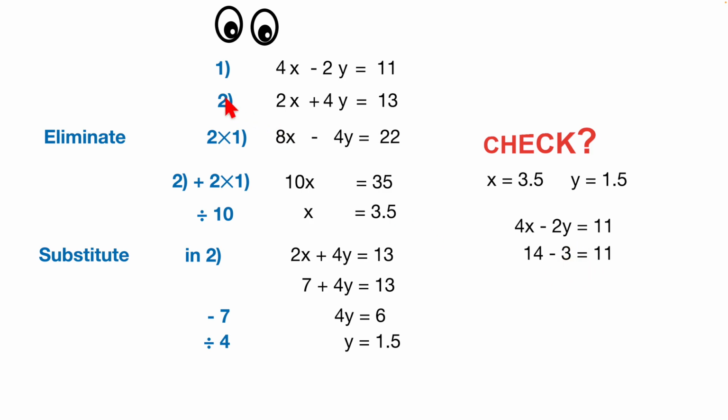That's good. Second equation, 2x plus 4y equals 13. 2x is 7. 4y is 4 times 1.5, 6. 6 plus 7 is 13. Excellent. A little moment to enjoy myself. And let's move on. The other way of checking it, of course, is to put 3.5 and 1.5 above here. 4 times 3.5, it's the same sum. It's quicker, but slightly harder to do it that way.